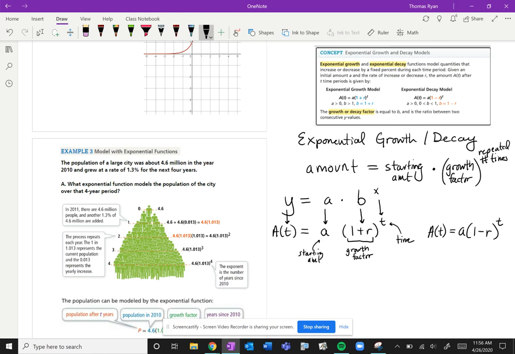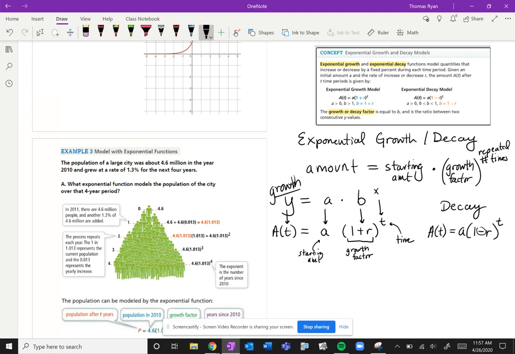So we'll see how this works, but I just want you guys to be aware that instead of doing a times b to the x, we're going to do a times quantity 1 plus r to the t power. Because a lot of times when we model, we talk about how things are growing at a certain rate over a certain amount of time. So this is our growth over here. And then the only difference in our decay is that we are subtracting.